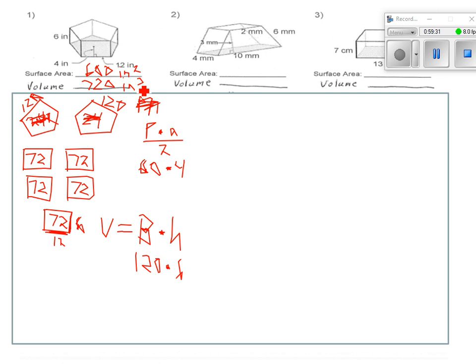Now we have to do the trapezoid. You could cut it into 2 triangles and a square, but that just makes it harder because we actually have a formula. Anybody remember the formula for the area of a trapezoid? The area of a trapezoid is base 1 plus base 2, times height, divided by 2.